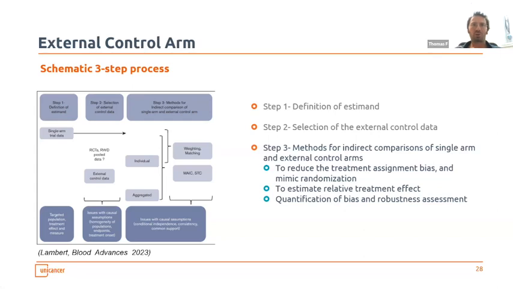Once the relative treatment effect has been estimated, quantification of bias and robustness assessment need to be conducted. Unlike the arm in randomized controlled trials, an external control cannot control for unknown and unmeasured confounders. Quantitative bias analysis investigates the robustness of the findings under varying assumptions relative to a hypothetical unmeasured confounder.